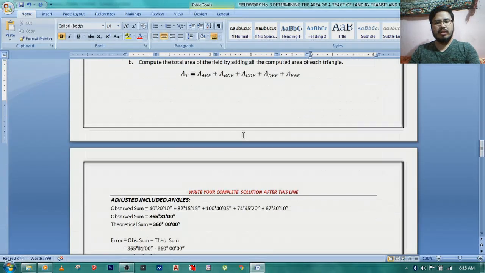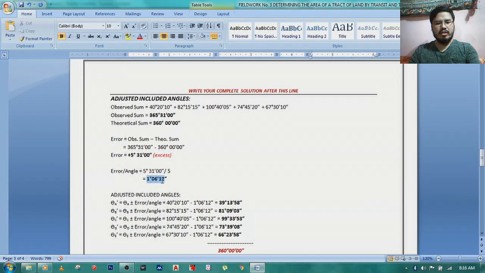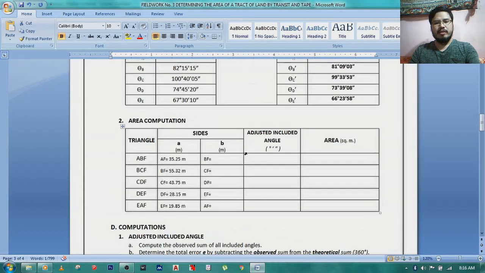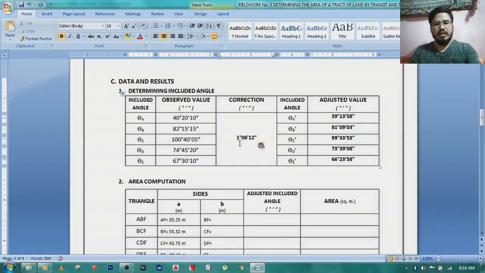And we have the correction. The correction is the correction per angle, control C. We can put a minus there. So the interpretation of the table now is the observed value minus the correction is equal to the adjusted value, as you can see there.